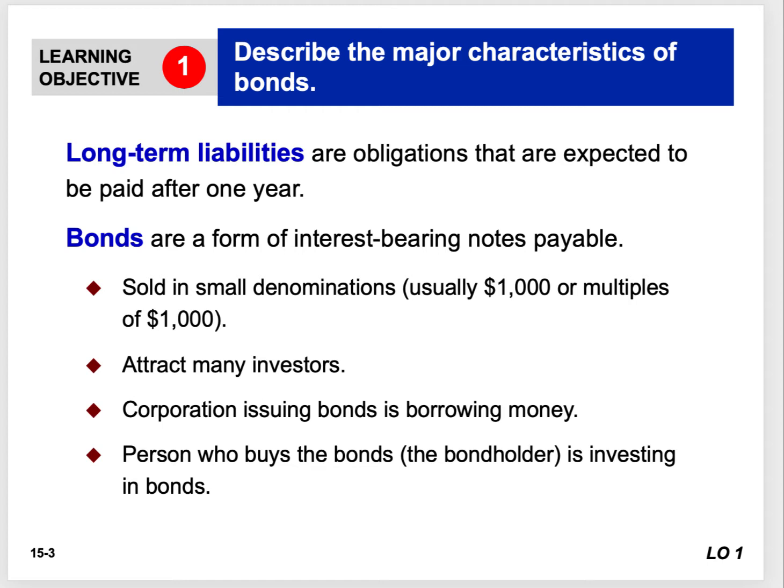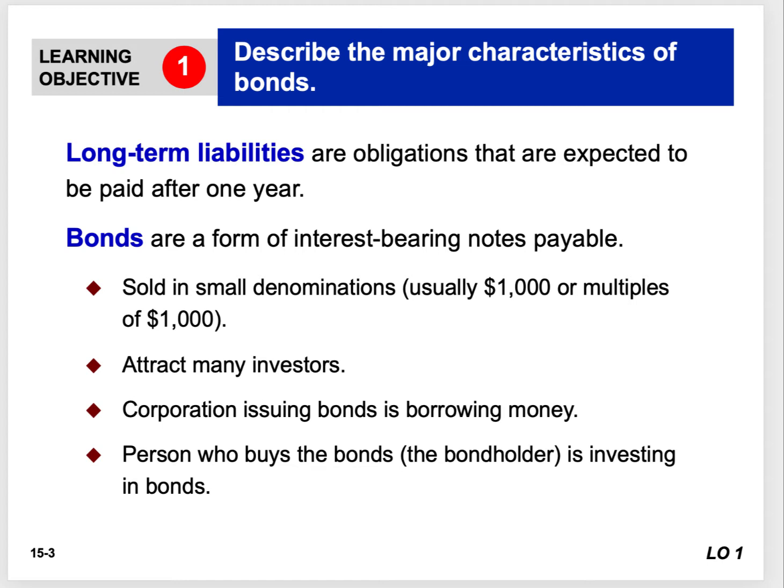Bonds attract many investors, right? Think about it. Why would somebody want to invest in a bond? Well, hopefully you're thinking, bonds are less risky than common stock. That might be one reason. Another reason might be that the investor is looking to generate income. The investor can generate income by investing in a bond. In return, they receive interest payments, right? So that's another characteristic of a bond. They attract many investors.